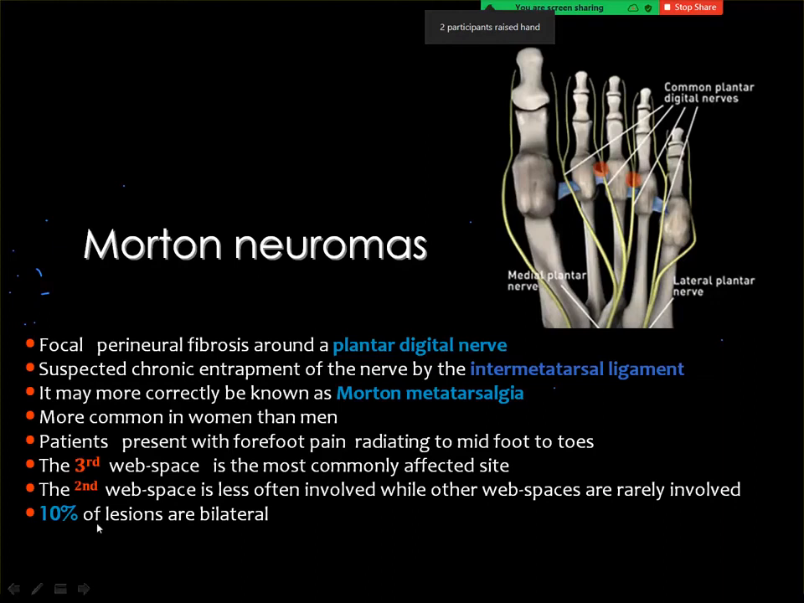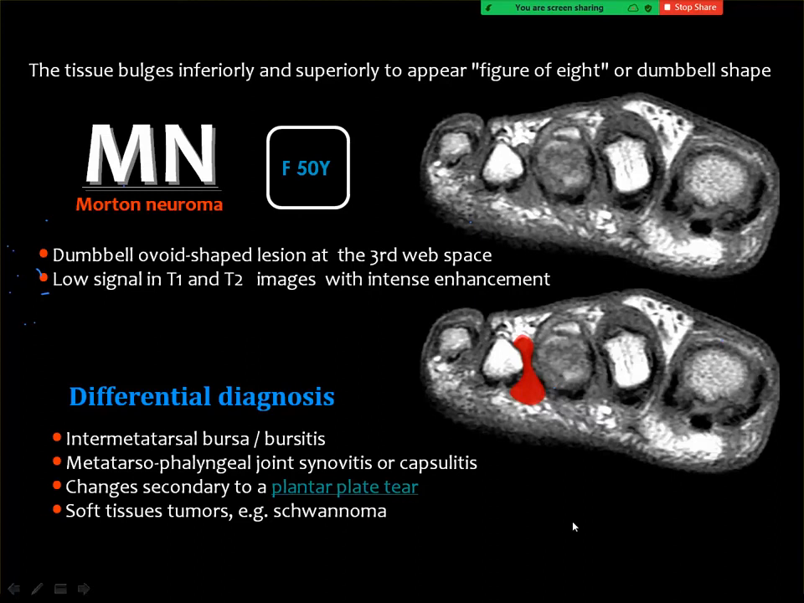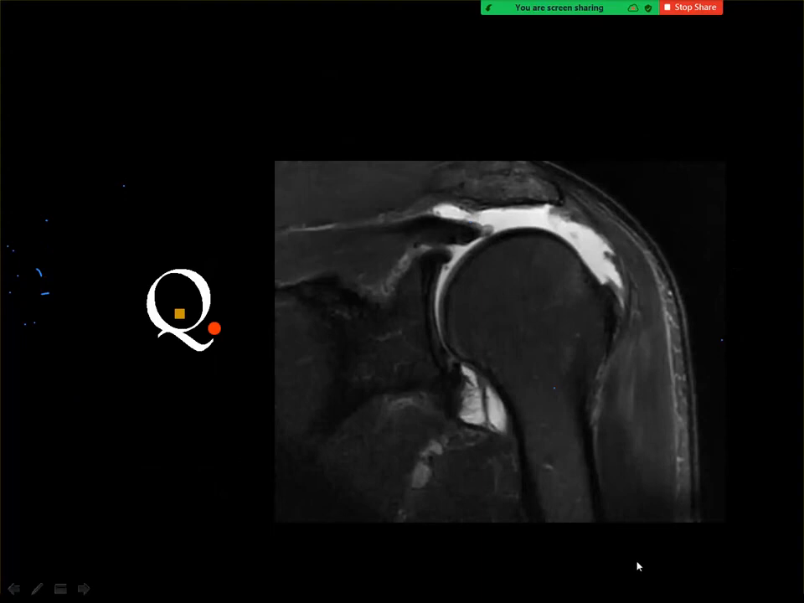In about 10% of the patients, you get bilateral lesions, and the lesion is classically of low signal in T1 and T2 weighted images and shows contrast enhancement after injection of contrast. It has a very classic appearance. Sometimes it is not actually insinuated between the metatarsals. It may have its main bulk at the dorsum of the foot or in the plantar aspect of the foot. Next case.